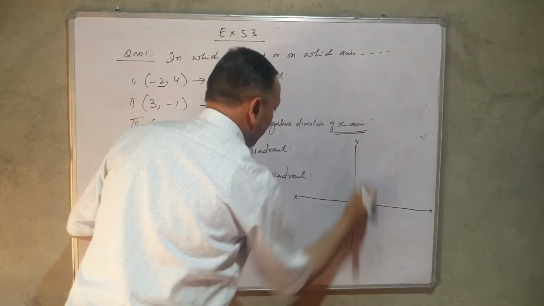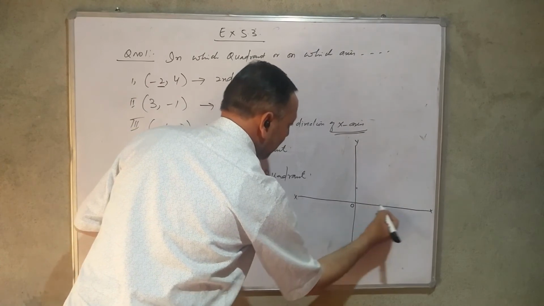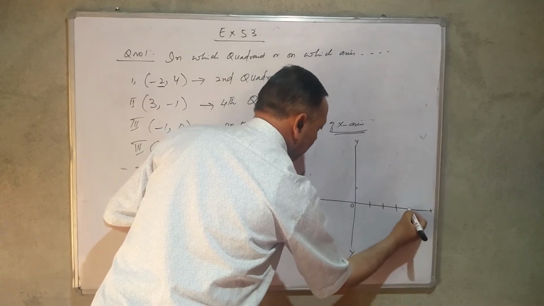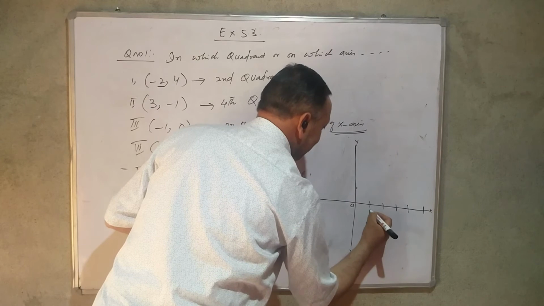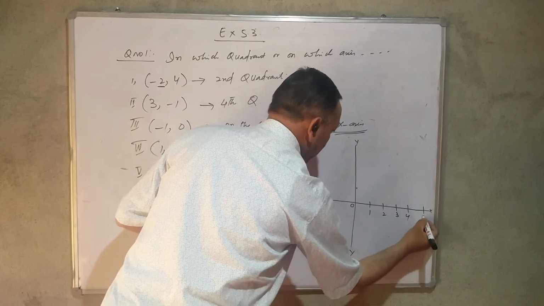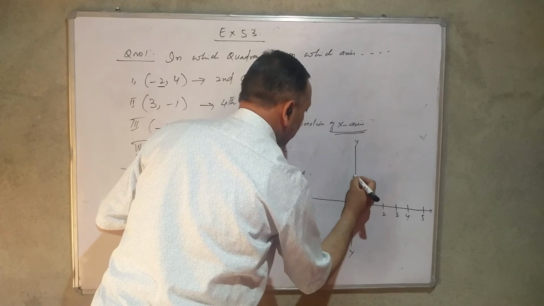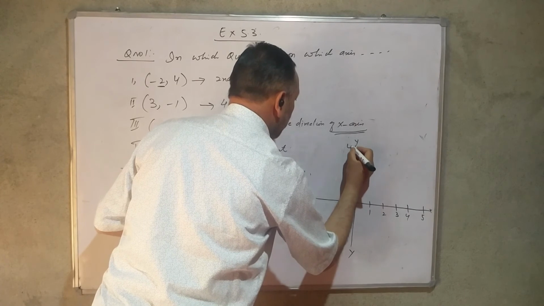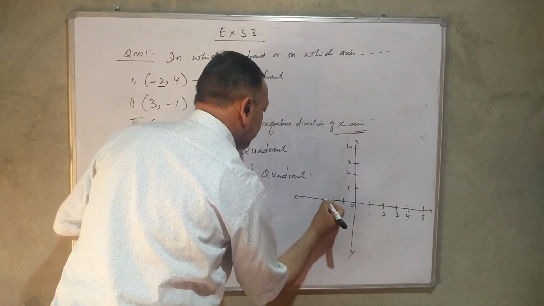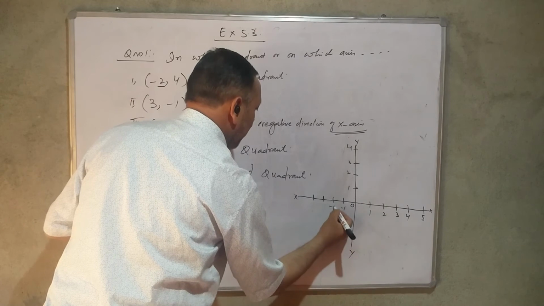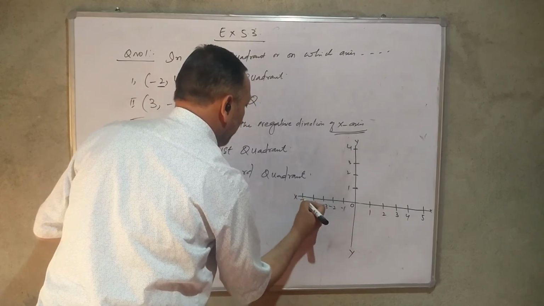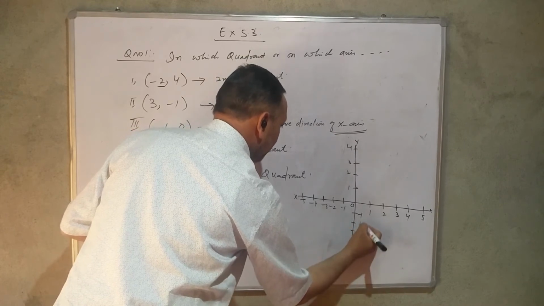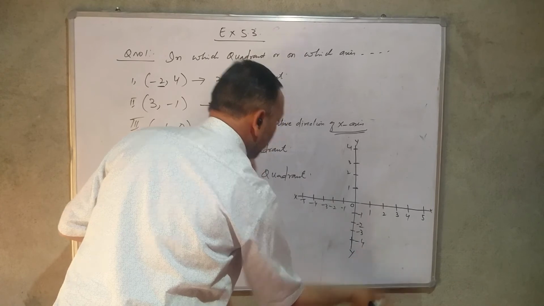This is the x-axis, and this is the y-axis. This is the origin. This is the positive direction of the x-axis. Let me mark 1, 2, 3, 4, 5, 6 at equal intervals, and here at equal intervals. Here -1, -2, -3, -4, -5, and here -1, -2, -3, -4, and so on.